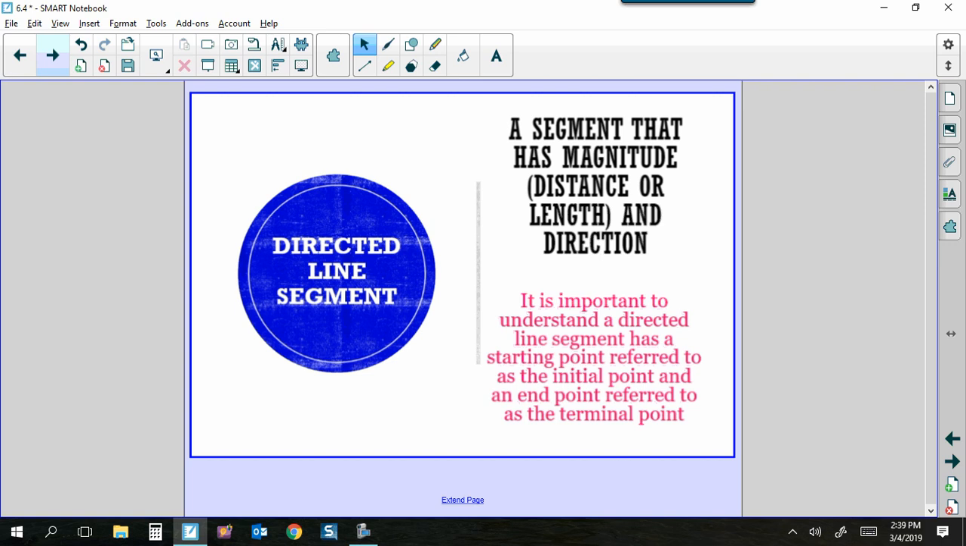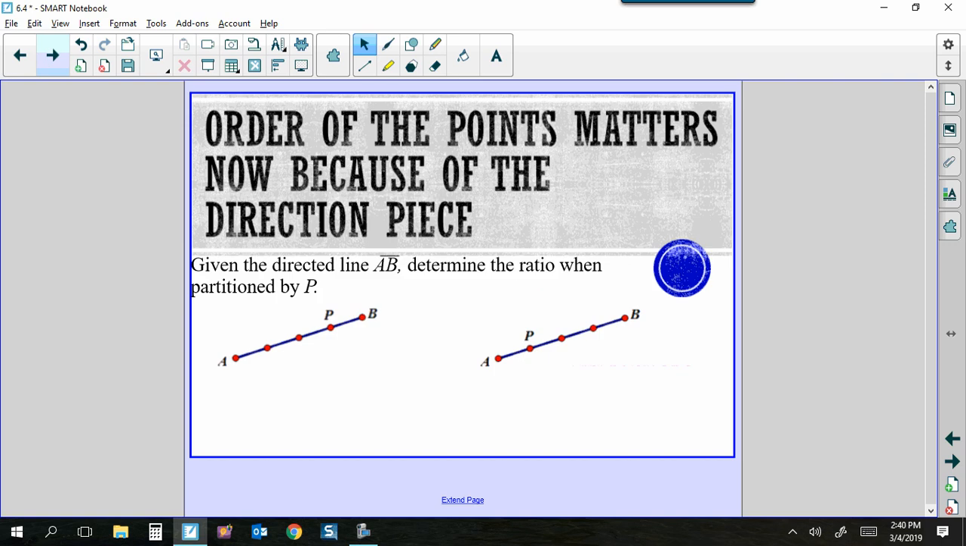Now, this is very important: understanding that you have a start and an end matters, because with directed line segments there is a direction, which means the order of our points matters. So please read directions carefully, make close notes, and pay close attention to which letters are first and which letters are second.